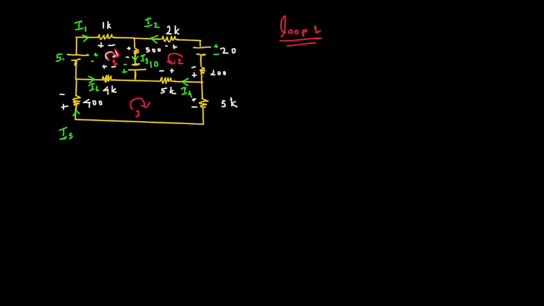if I'm taking clockwise, anything going from minus to plus is a negative. So if I take clockwise and look at this 5, it goes from minus to plus, so this is a minus 5. Then this one, plus to minus, is a plus, and that is the I1 current. V is equal to I times R, so I1 times the 1K resistor gives the voltage here. So I1 times 1K.